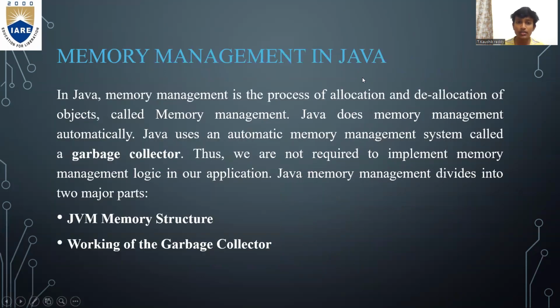So first of all, let's see what is memory management in Java. In Java, memory management is a process of allocation and deallocation of objects. Java does memory management automatically. Java uses an automatic memory management system called a garbage collector. Thus, we are not required to implement memory management logic in our application. Java memory management divides into two major parts. First one is the JVM memory structure, and the other one is the working of the garbage collector.